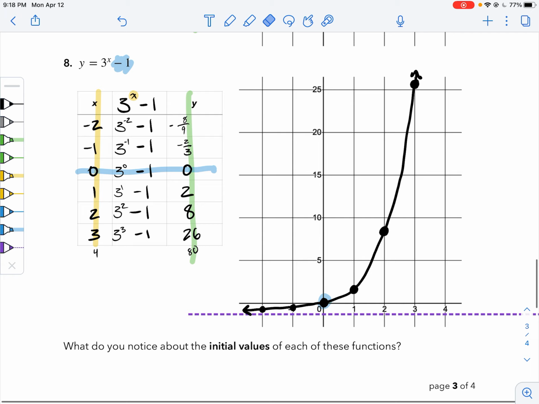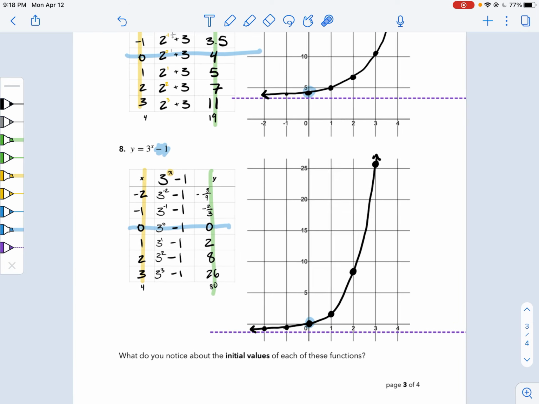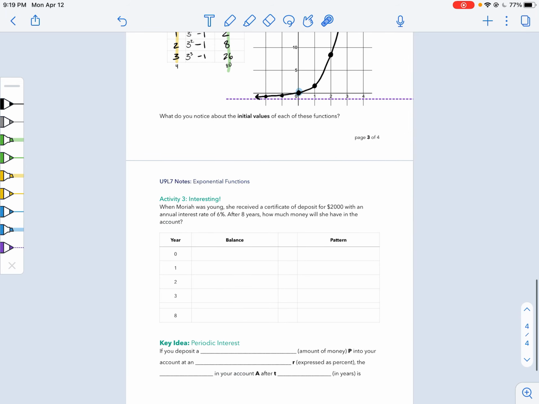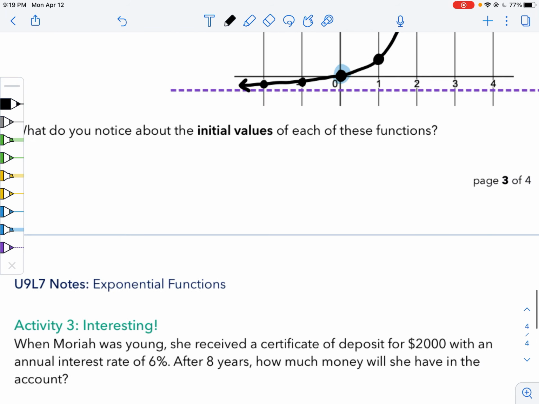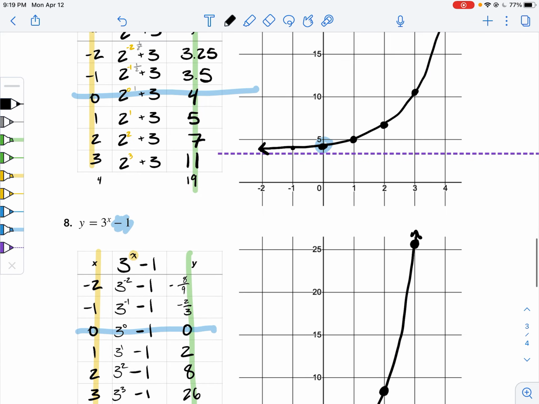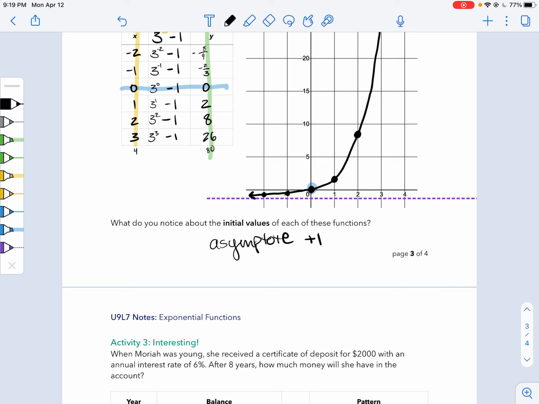Cool. Hey, we got our shape. We got our initial value. Awesome. Got our asymptote. So what do you notice about the initial value of these functions? It should be at 1, but then you subtract or add the constant to it. So they cause us to move the asymptote down, but the initial value is always 1 above where the asymptote is. So it's always the asymptote plus 1.